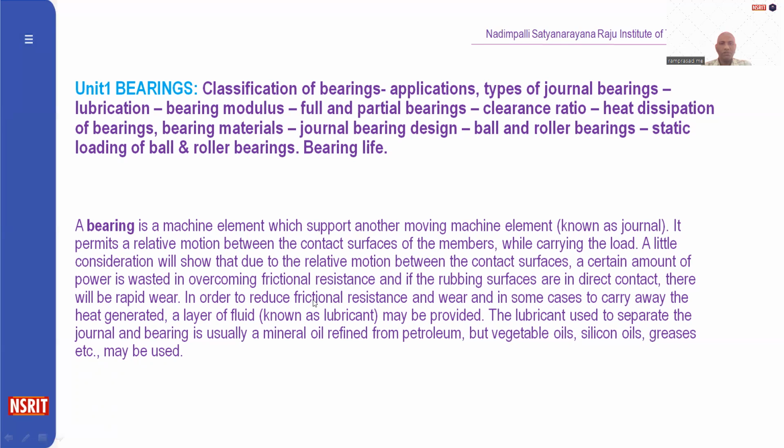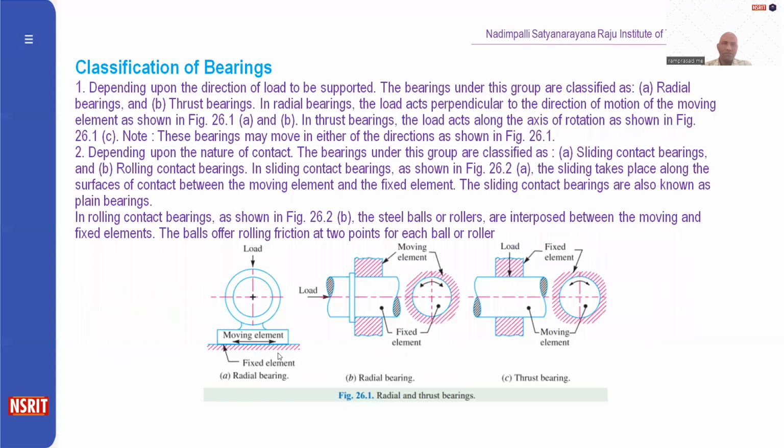In order to reduce frictional resistance and wear, and in some cases to carry away the heat generated, a layer of fluid known as lubricant may be provided. The lubricant used to separate the journal and bearing is usually a mineral oil refined from petroleum, but vegetable oils, silicon oils, greases, etc. may be used.